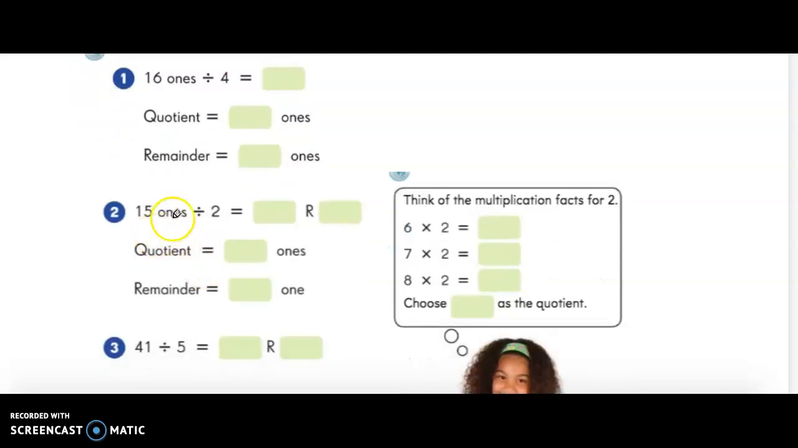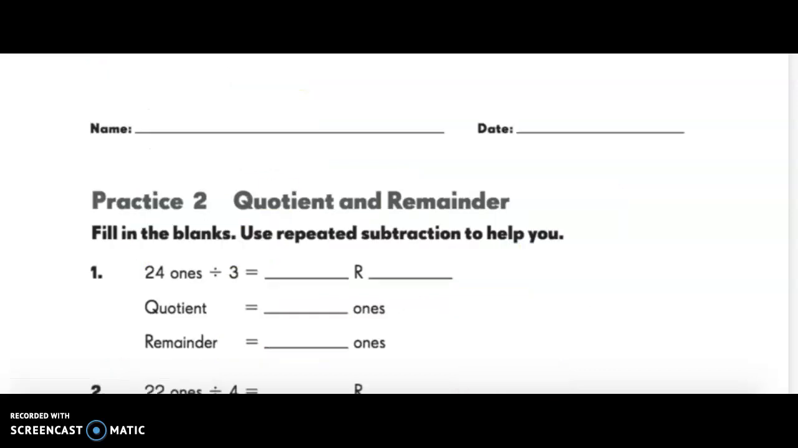Now if we look at this one, 15 divided by 2. So think about 15 is an odd number. If we are dividing by 2, there's definitely going to be a remainder. So think what times 2 gets us close to 15 without going over, and then how much is left. So 2 times 7 gives us 14 with 1 left over, so there would be 1 remainder, okay?